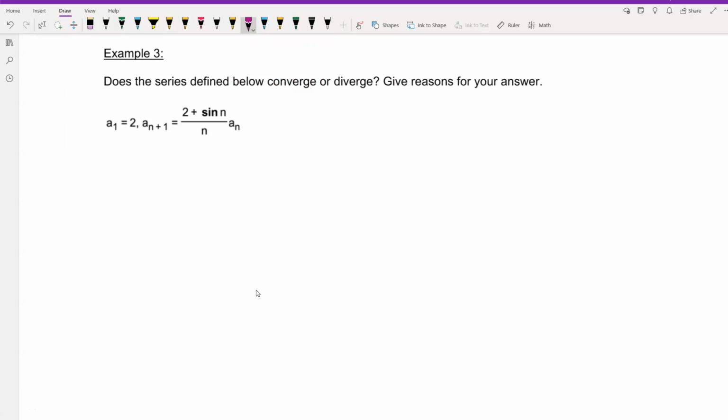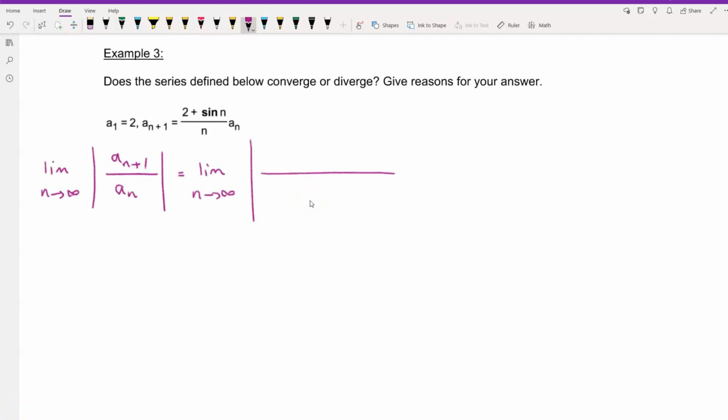Does the series defined below converge or diverge? We have here a sub 1 is equal to 2, a sub n plus 1 is equal to 2 plus sine over n times a sub n. So using the ratio test, here we have limit of absolute value of a n plus 1 divided by a n, that is equal to limit. So for a sub n plus 1 we have 2 plus sine over n times a sub n divided by a sub n.